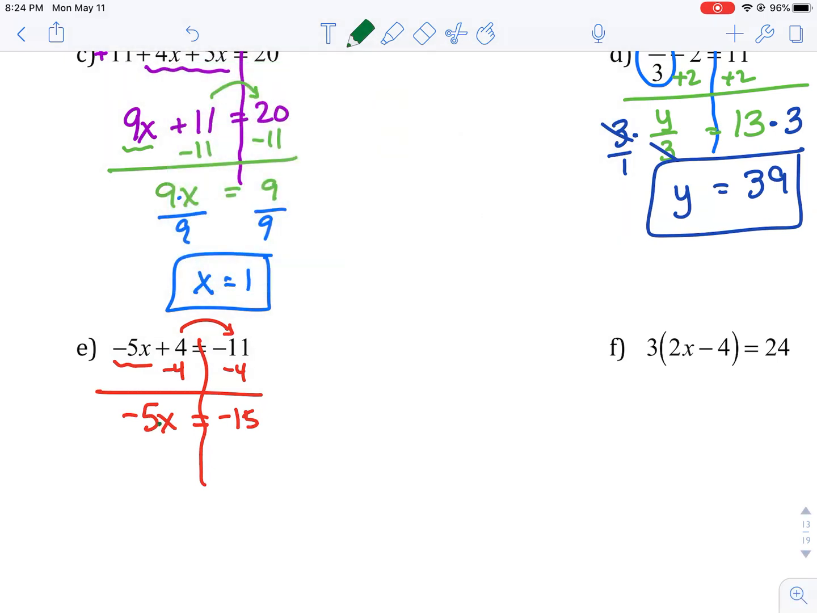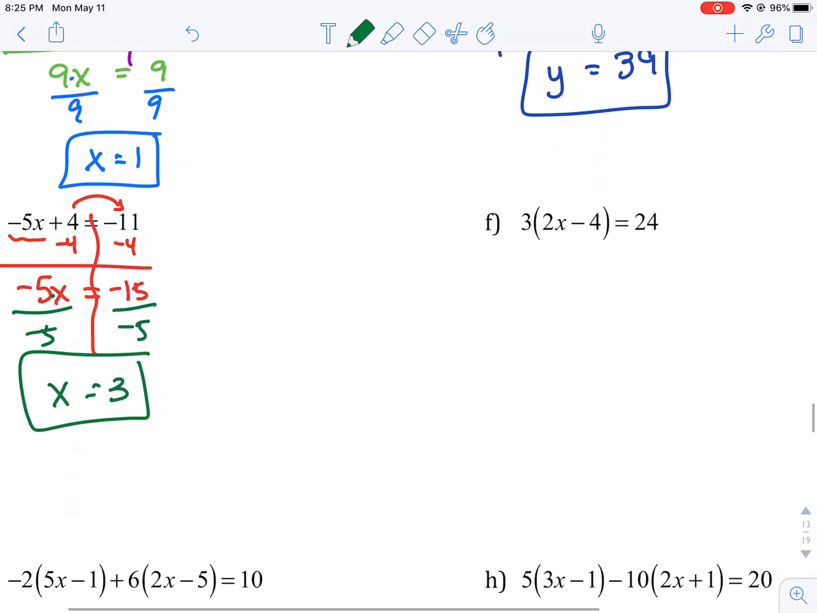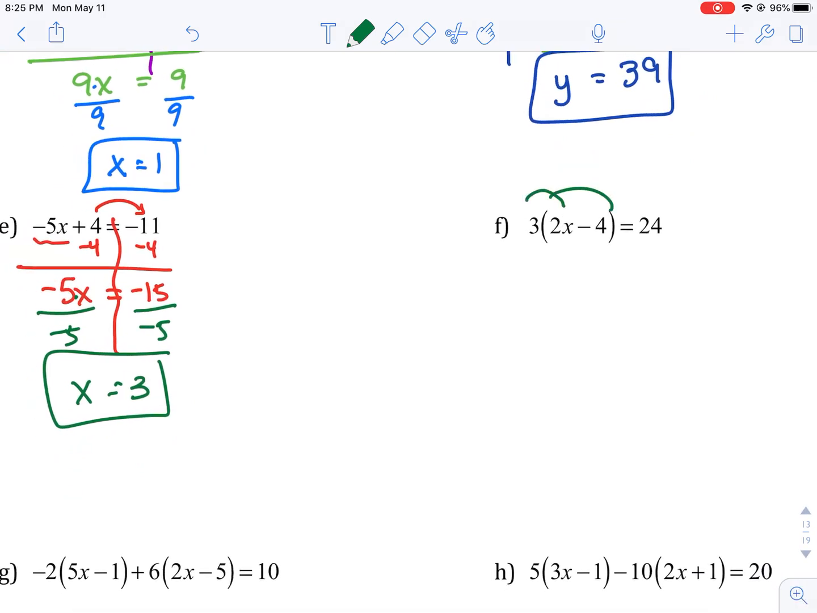And again, there's a multiplication sign in the middle of those. Opposite of multiply is to divide, so divide both sides by negative 5, and we get x equals 3. Again, you can check your answers if you want by plugging it back in, but that is not something that I'm going to require.